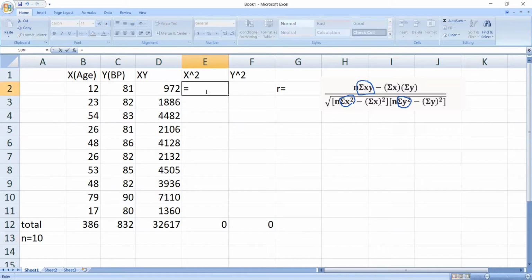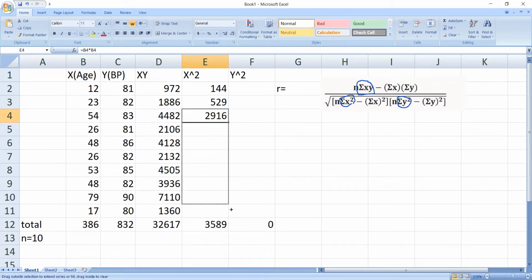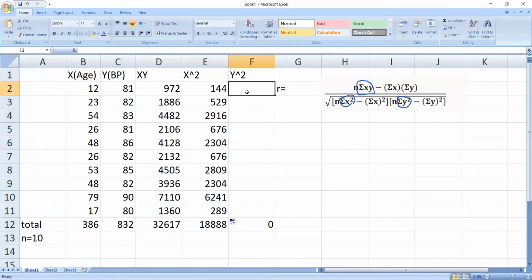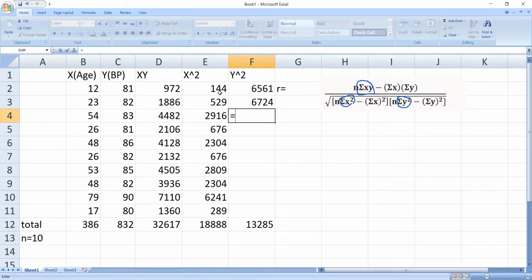So I have to obtain the square of every x. The first value is 12. 12 square is 144. Then the next value is 23. 23 square is 529. So you are doing the square of every value of x, obtain that and obtain the total of that. And similarly, obtain the values of y square. My first value of y is 81. 81 square is 6561. And next, I have to obtain 82 square, which is 6724. Now, similarly, obtain the square values of every y and obtain the total of that.